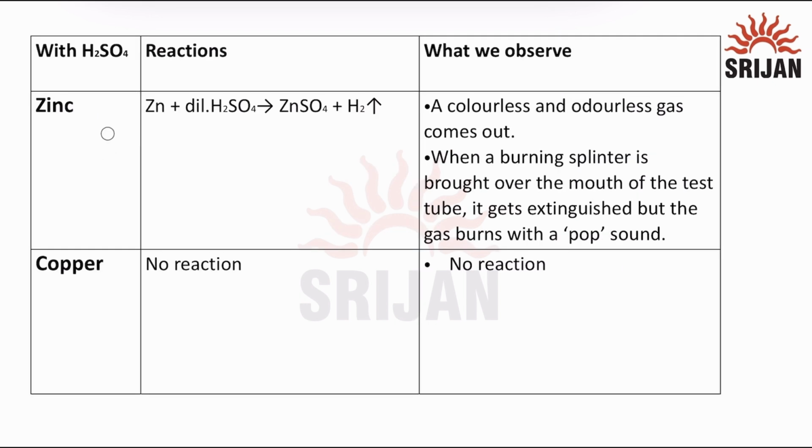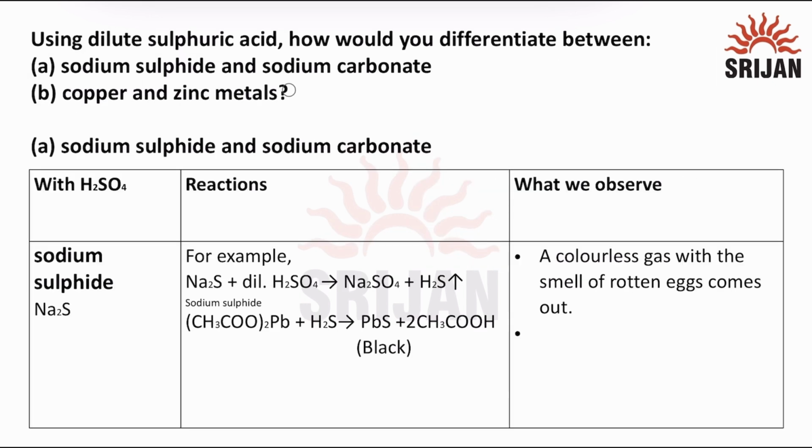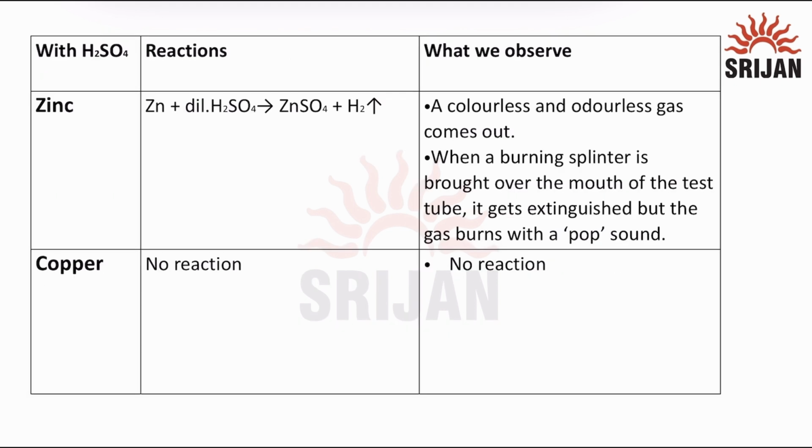Then coming to the B part, which was copper and zinc metals. How will we differentiate them? Based on how they react with sulfuric acid. The first metal, zinc, how does it react with sulfuric acid? It reacts with sulfuric acid by releasing hydrogen.